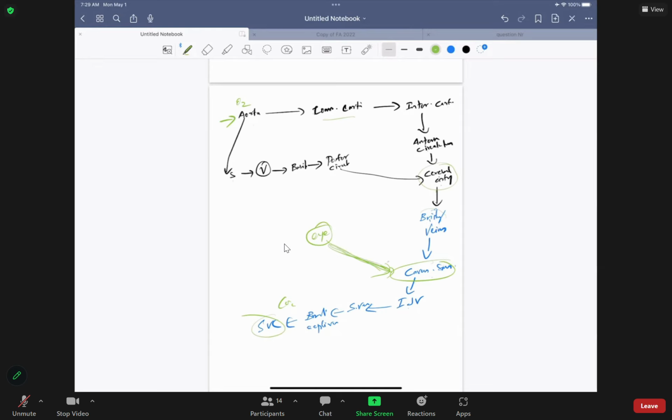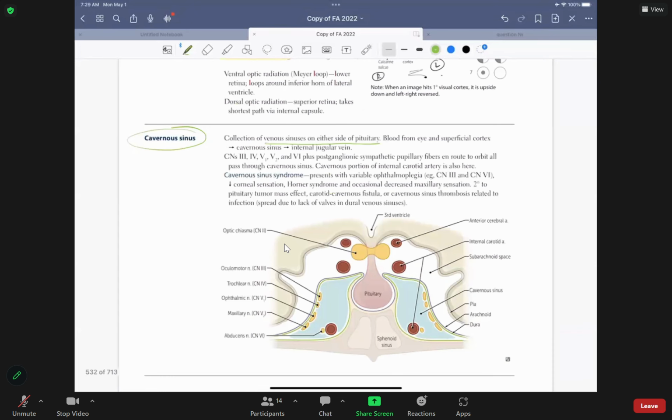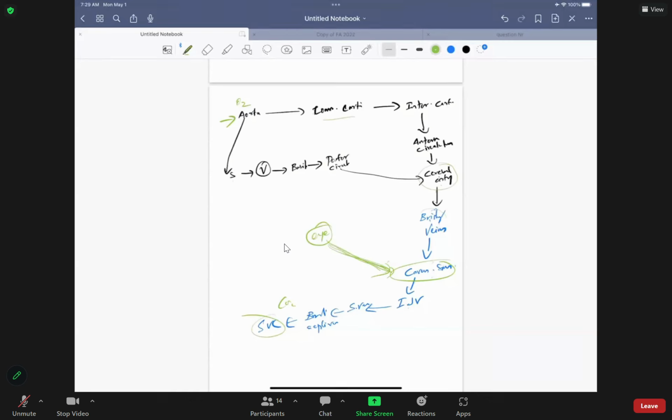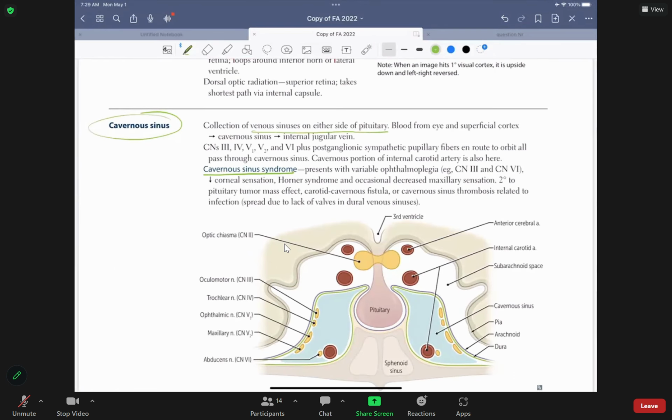Now, if we go here, we're going to talk about cavernous sinus syndrome. Cavernous sinus syndrome is basically when the cavernous sinus is infected. That's all it is, folks. It presents with variable ophthalmoplegia, decreased corneal sensation, Horner syndrome, and different sensory changes, folks. They could get cavernous sinus thrombosis.